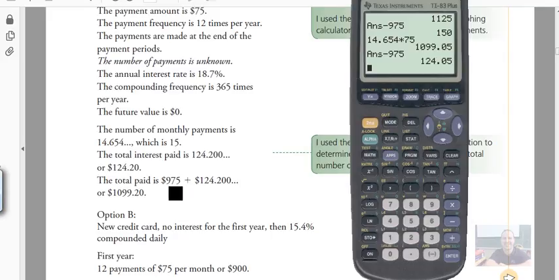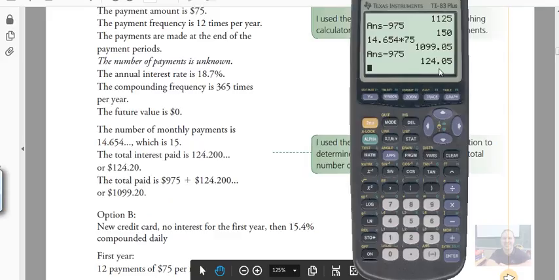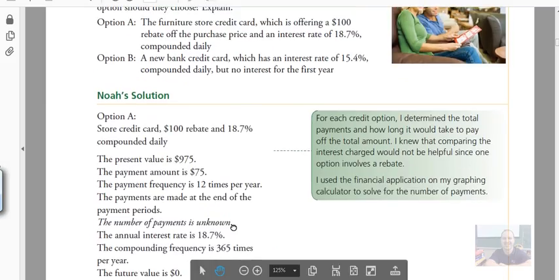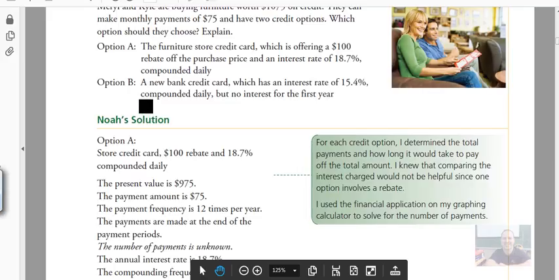Okay, so the total paid is $1,099. I think $1,099. We get 05 here. I must have rounded there. So $1,099.20 or now $1,099.05 is fine. Okay, that's the total amount right there, $1,099.05. So option B, if we go to option B, so you have that all written down.